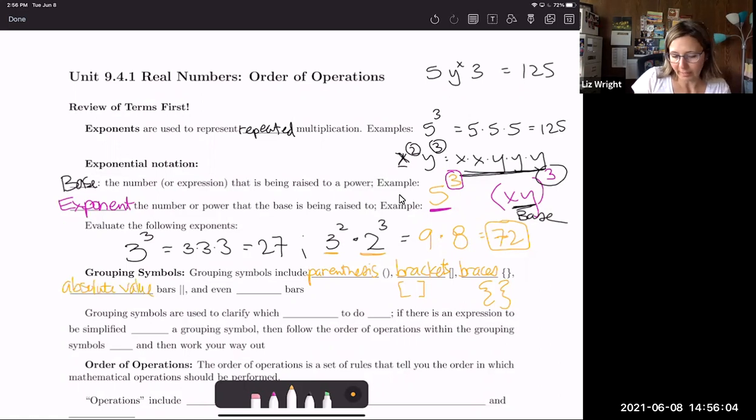So we talked about absolute value, like the absolute value of -10, that would be 10. And even fraction bars. And some of you might be thinking, what? How can fraction bars be a grouping symbol?